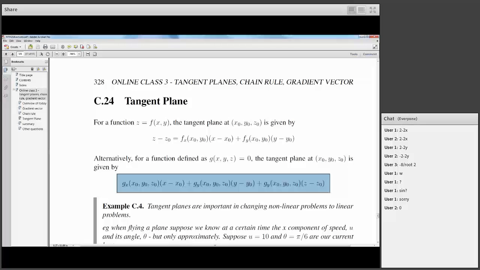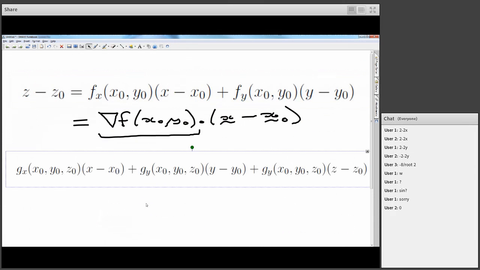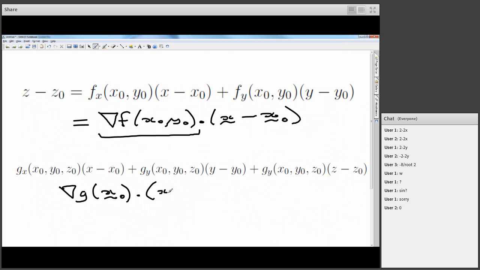So again, if we look at this one here, you can write this down as saying that the gradient of g at a given point, dot product with (x, y, z minus the reference point), equals 0. And if you think about what this means, the formula we have for planes normally is the normal dot product with x minus a reference point. So that shows you that this gradient vector here is just the normal.